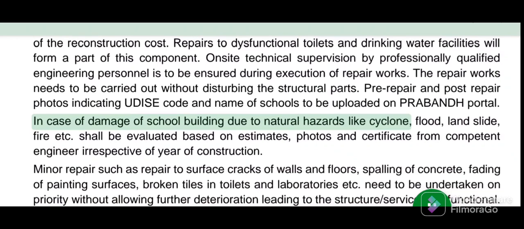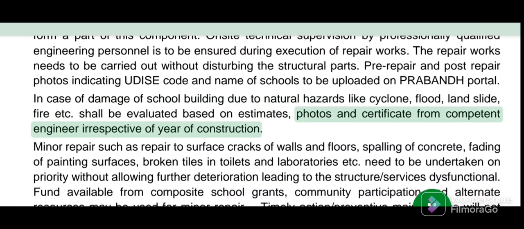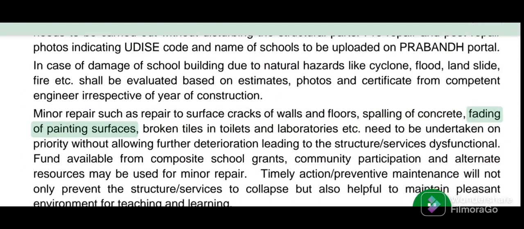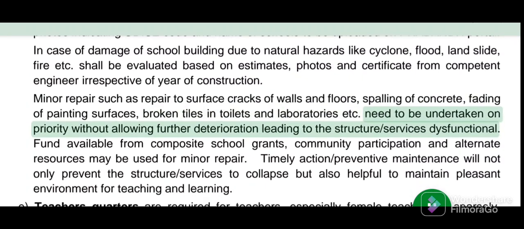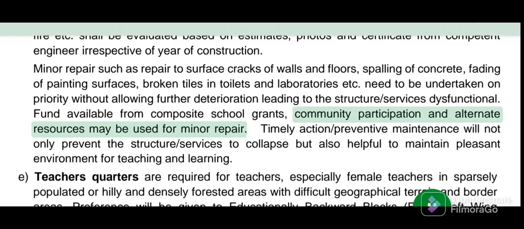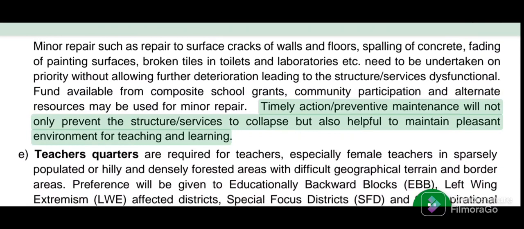In case of damage of school building due to natural hazards like cyclone, flood, landslide, fire etc., it shall be evaluated based on estimates, photos and certificate from competent engineer irrespective of year of construction. Minor repairs such as repair to surface cracks of walls and floors, spalling of concrete, fading of painting surfaces, broken tiles in toilets and laboratories etc. need to be undertaken on priority without allowing further deterioration leading to the structures and services becoming dysfunctional. Funds available from composite school grants, community participation and alternate resources may be used for minor repair. Timely preventive maintenance will not only prevent the structures and services from collapsing but also help maintain a pleasant environment for teaching and learning.